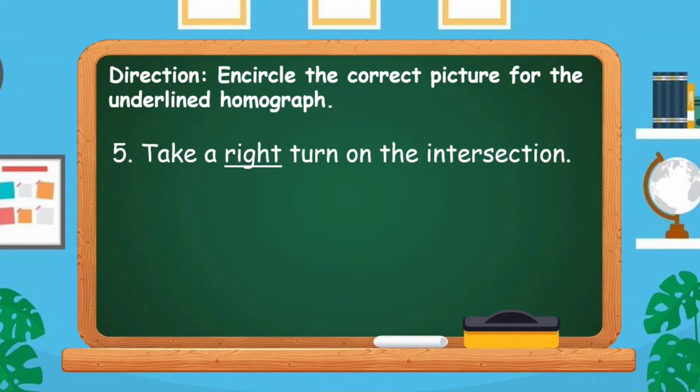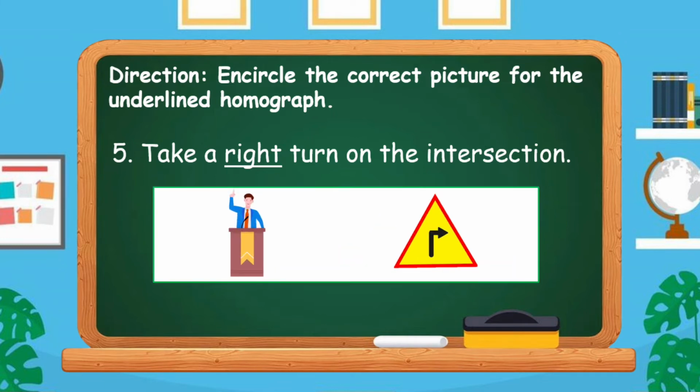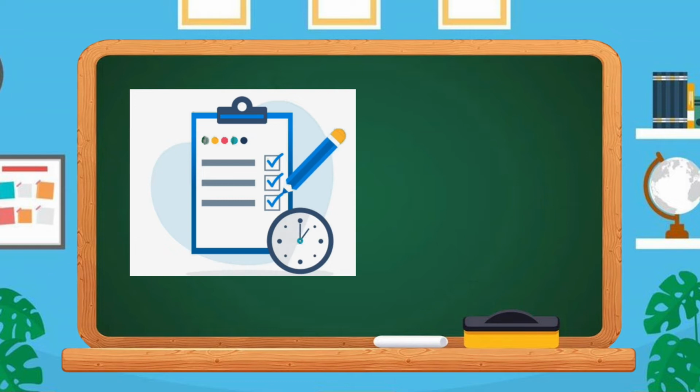Number 5. Take a right turn on the intersection. Which is the correct picture for the word right? Is it the first picture that shows the right side of a person? Or the second picture that shows an arrow pointing to a direction? The correct answer for number 5 is the second picture that shows an arrow pointing to a direction. Did you get it all correct? Congratulations! Now, let's move on to practice task 2.